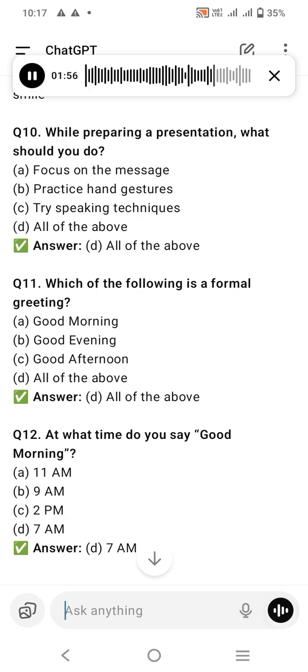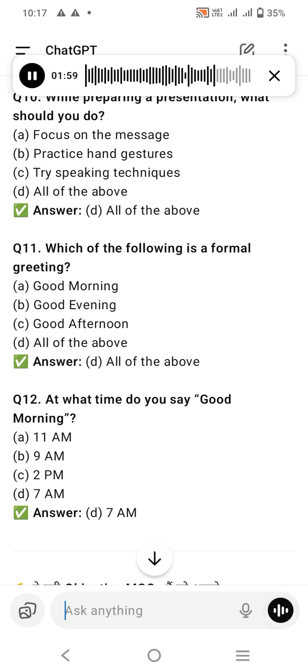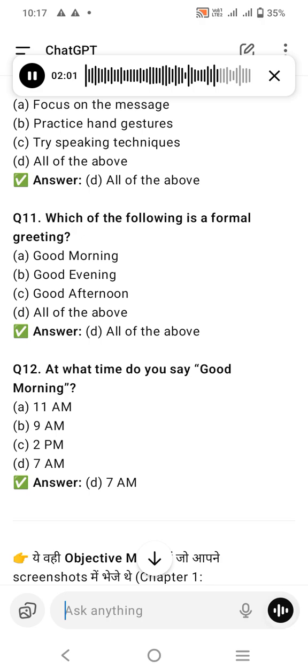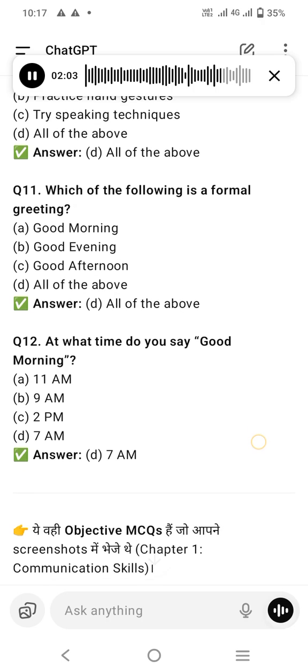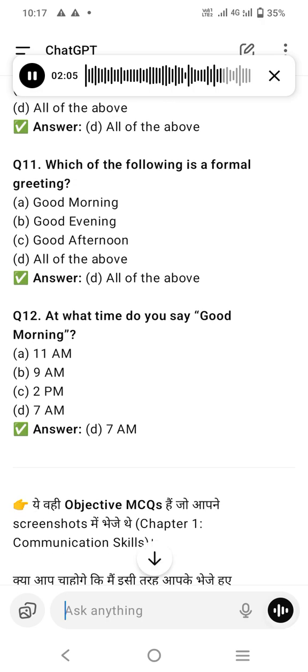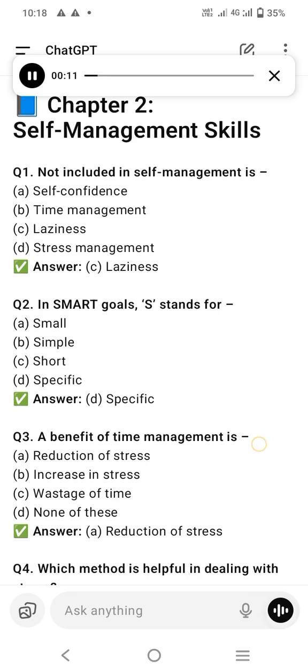Q11. Which of the following is a formal greeting? A. Good morning. B. Good evening. C. Good afternoon. D. All of the above. Answer. D. All of the above. Q12. At what time do you say good morning? A. 11 a.m. B. 9 a.m. C. 2 p.m. D. 7 a.m. Answer. 7 a.m.